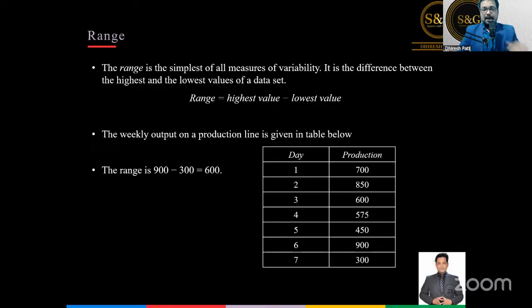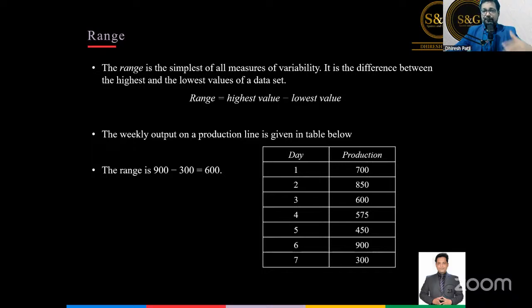Okay, so they have taken 7 production days. The highest production is 900 and the lowest production is 300. So the range of the data set is 600. And that is one of the criteria to find the variability, which is the dispersion of the data. So range is a very basic parameter of the dispersion.